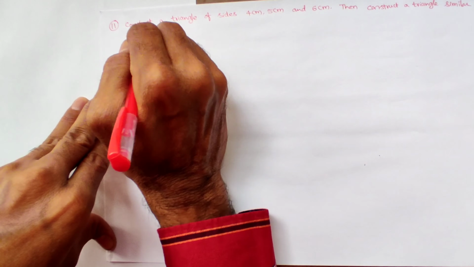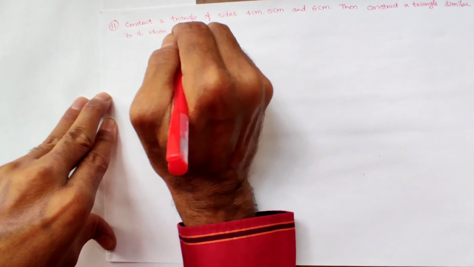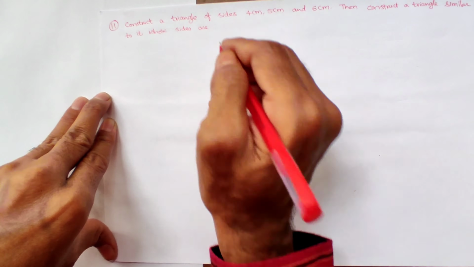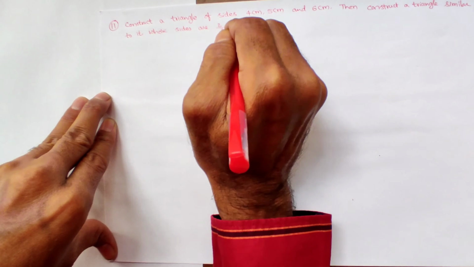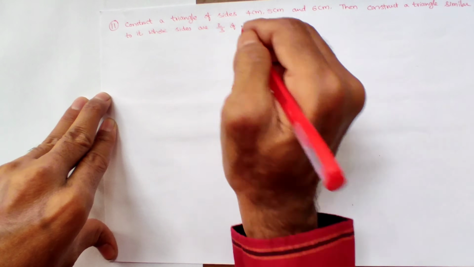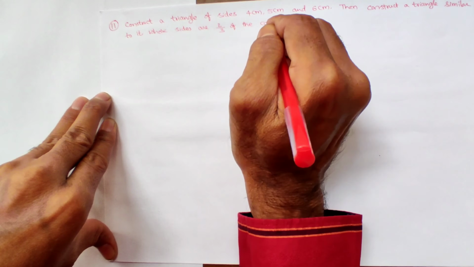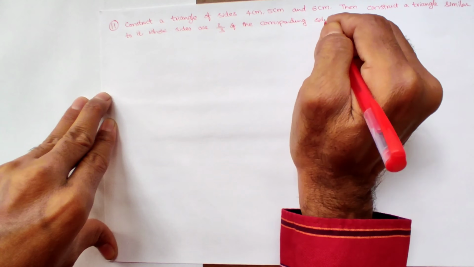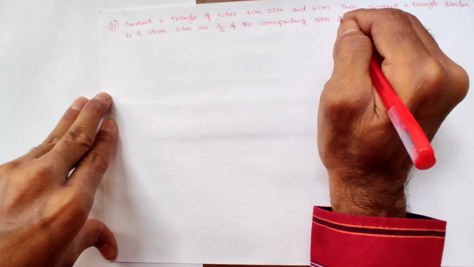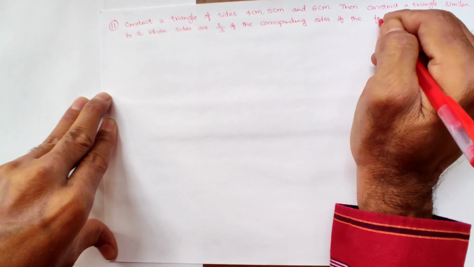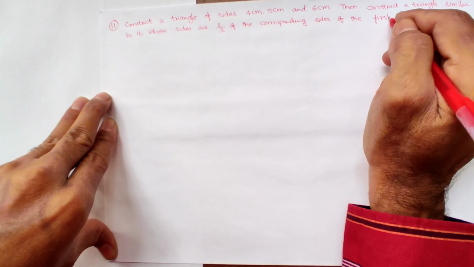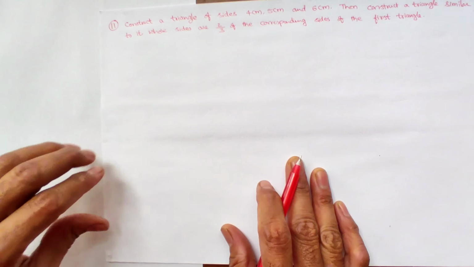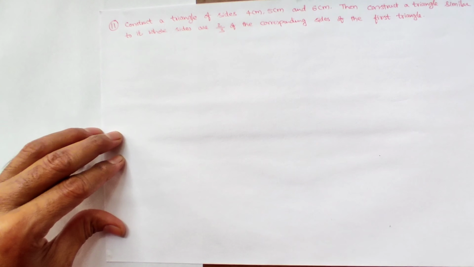Whose sides are, so here there is no full stop, 2 by 3 of the corresponding sides of the first triangle. This is the given question. Here let us start the construction.